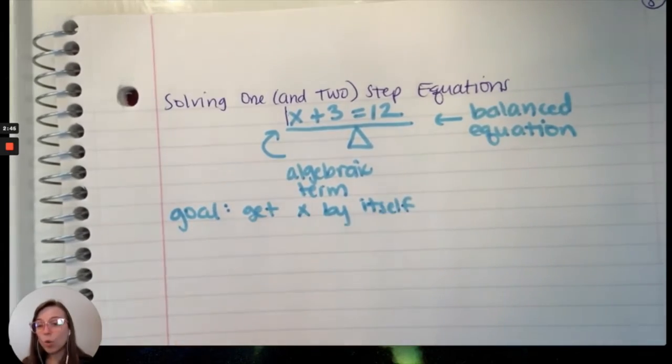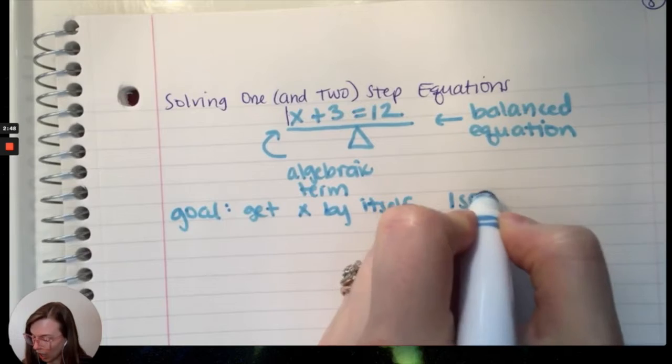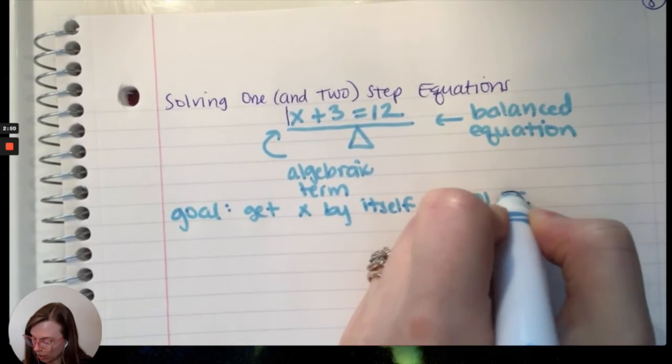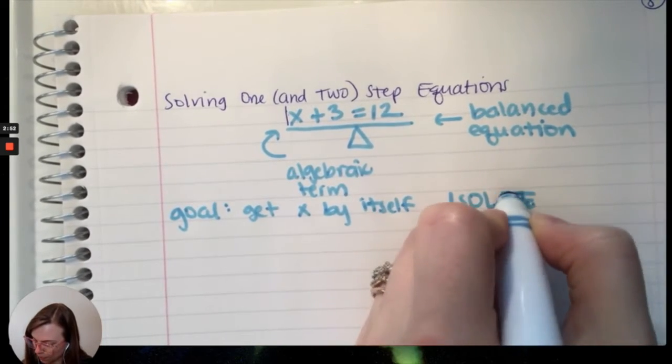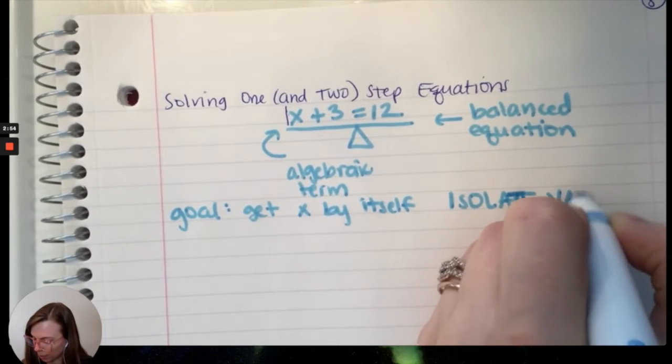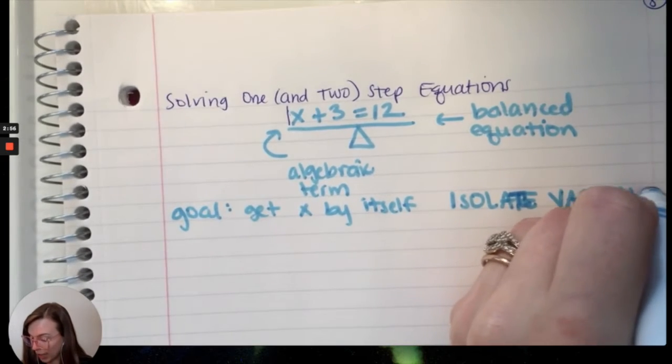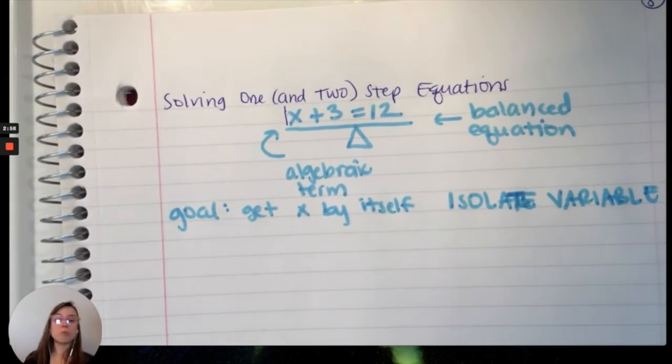The fancy word for this is isolate. I can spell isolate. There we go. Isolate the variable. So it could be x. In this case, it is x, but it could be y, it could be w, it could be a question mark, it could be whatever we use to stand in the place of the unknown. We don't know the answer, so we're going to have a placeholder there.